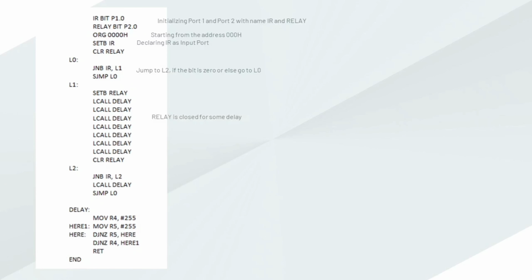In the L1 label, the relay is closed for some time, which is achieved by calling the delay label several times. At last, to ensure the person has taken his hand back, the L2 label is used. In this label, only if the IR value is 0, it goes to L0. Otherwise, it is redirected to the L2 label. The last is the delay label to create a few seconds of delay.